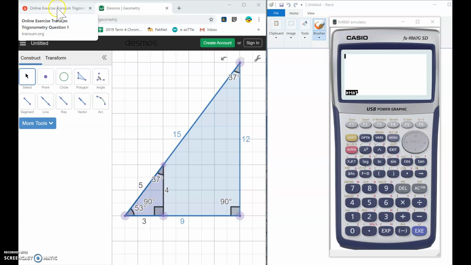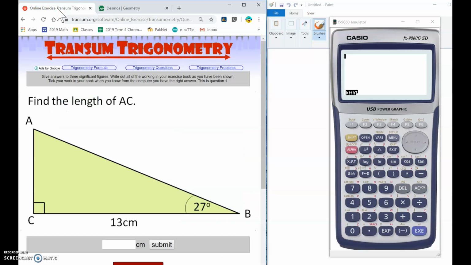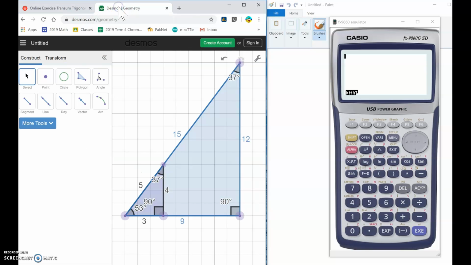Alrighty, we're going to do this online exercise of trig, but I just want to show you why trig works. So here I've got my famous 3, 4, 5 triangle, 3 squared plus 4 squared equals 5 squared, and these are the angles. We can see that the purple triangle and the blue triangle are similar triangles because all the angles are the same and they're just a scale factor.